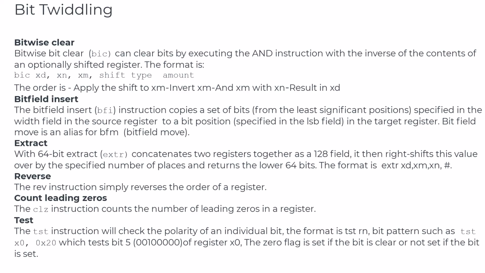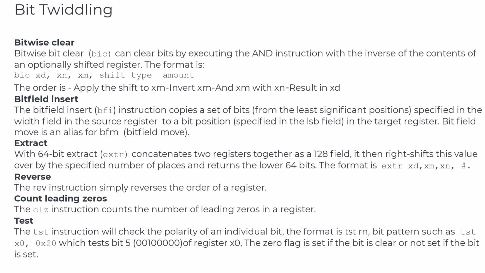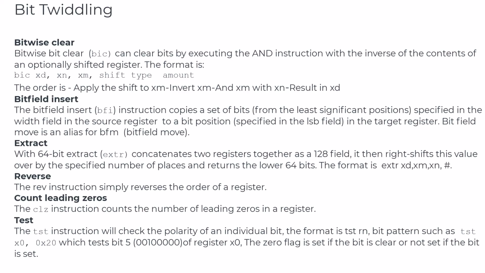The next one is extract. With a 64-bit extract instruction, EXTR, it combines two registers together so they look like a single 128-bit register. It will then right-shift the value over by the specified number of places in the instruction, and then it will return the lower 64 bits. So the format is EXTR, destination register, XM, XN, by the amount.